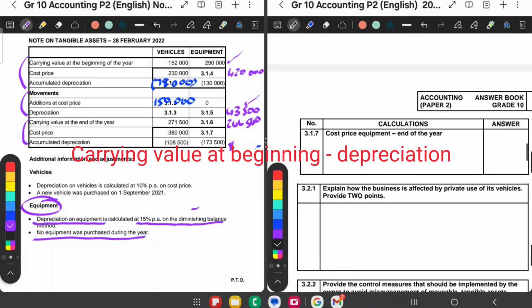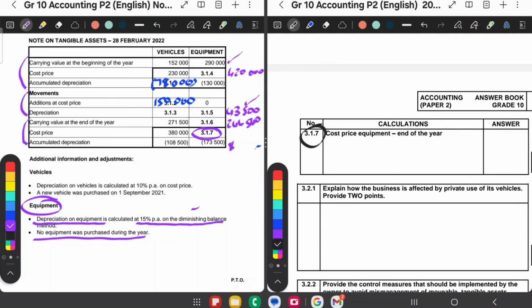And now for the last section here, 3.1.7, it's this cost price over here. So there's many ways to do cost price at the end. So that's cost price at the end of the year. So cost price at the end is the cost price at the beginning, which is 420,000, plus additions. So we bought nothing. So I get this answer to be 420,000. Or let's do it another way. So we can also say this minus this gives me this. So that means this plus this will give me that middle amount there.